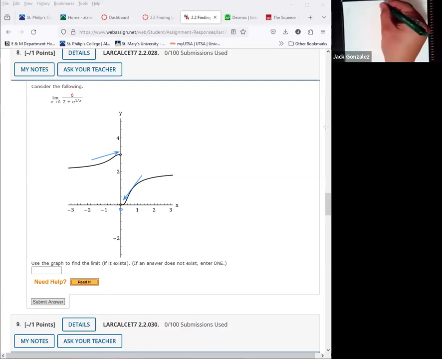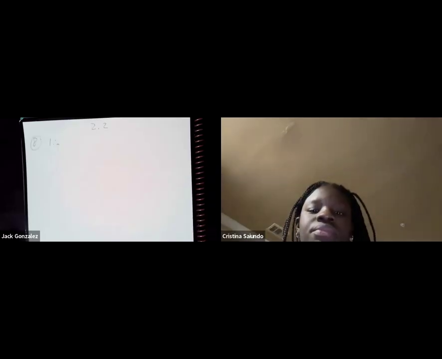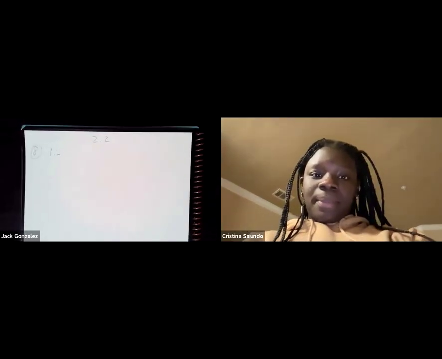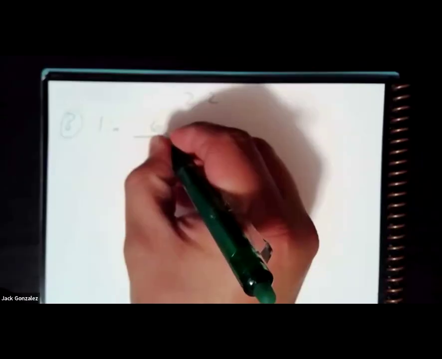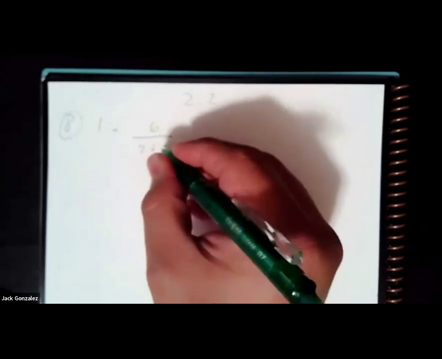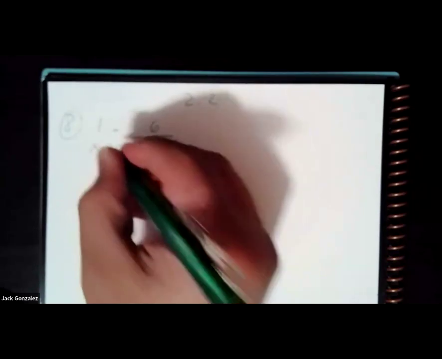This is 2.2. All right. So the limit as x approaches 0 of 6 over 2 plus e to the 1 over x. So the one we just did, you saw the graph.